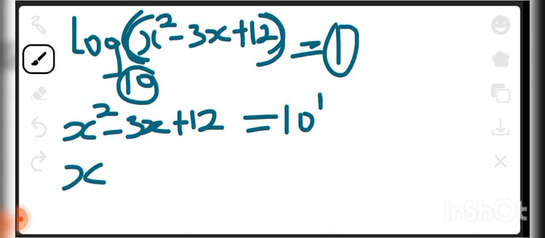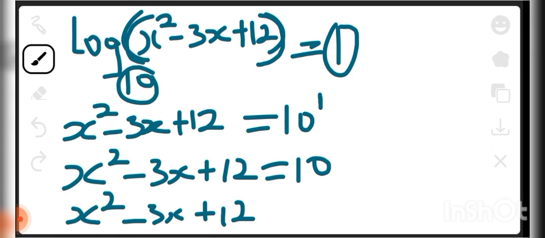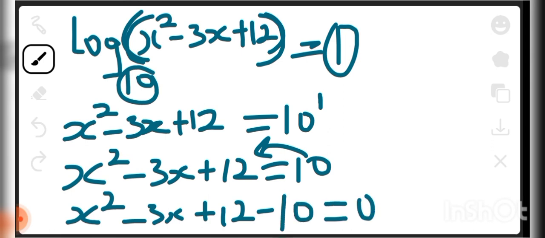That's s square minus 3x plus 12 is equal to 10 raised to power 1, which is what? 10. So now we have s square minus 3x plus 12. We're going to move this 10 to the other side because this is a quadratic equation, as you can see. So we want to equate it to 0. So if 10 moves to the other side, it turns to minus 10 equal to 0.